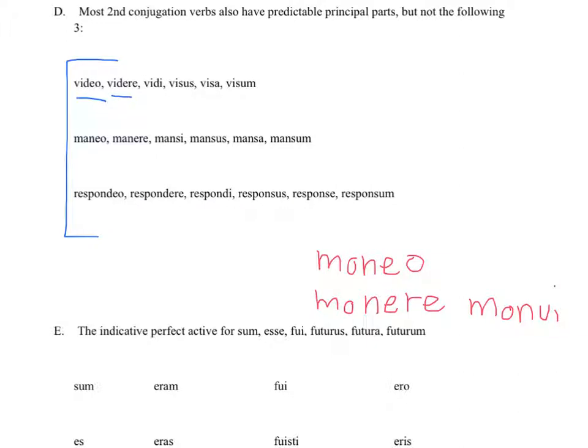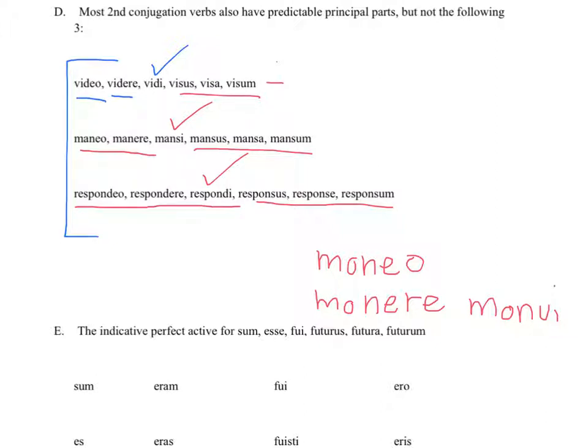Video, videre, vidi, instead of what you might expect based on previous models, vidui. Vidui is not how it turns out, as you can see, obviously. And then maneo, manere, mansi, another strange one, and respondeo, respondere, respondi. The four principal parts, again, some of them are not listed in the book. Make sure you memorize this list of four principal parts because this is what you'll be tested on.